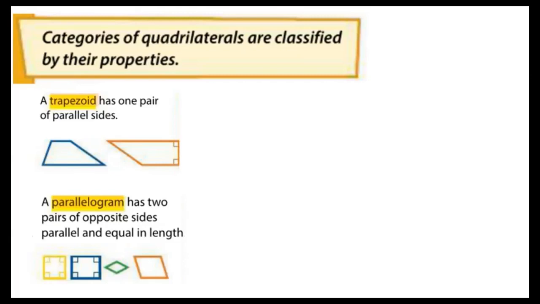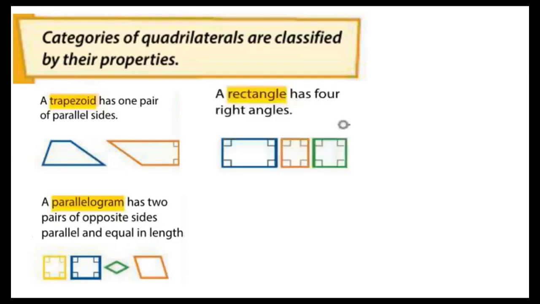So we have to differentiate between the two shapes, and don't forget to do that each time. Also, don't forget the properties of each shape. Let's see the third one here, a rectangle.